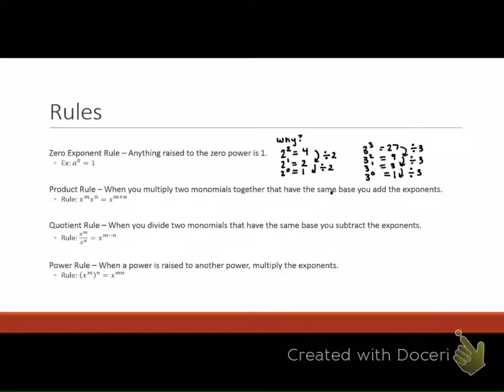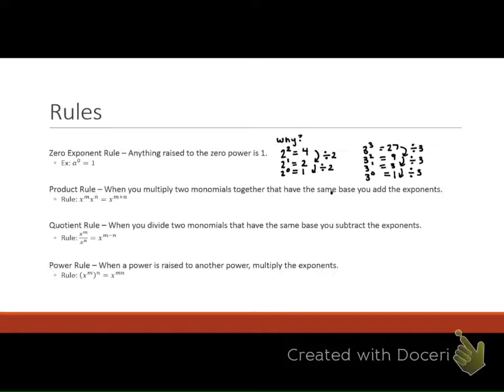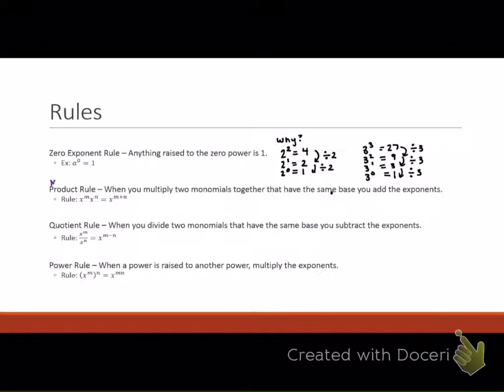Once we get to the quotient rule, I can also show you why that's the case, which is down there. So I'll show you another reason why in just a second as well. All right, the product rule. So what does product mean? What does product mean? Multiply. So multiply.